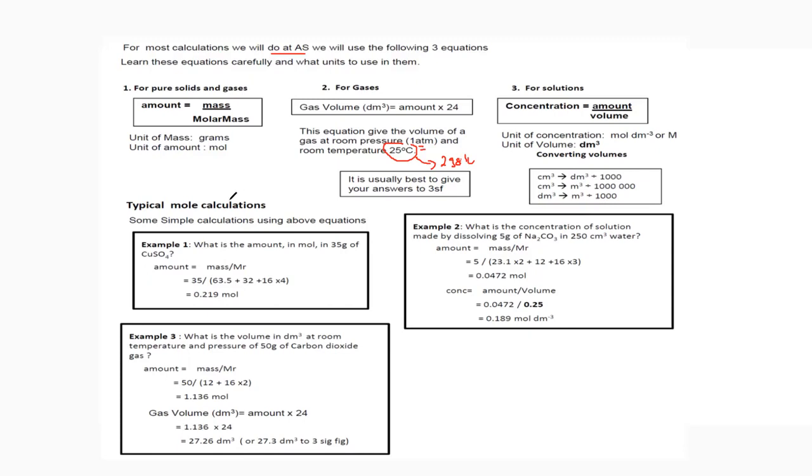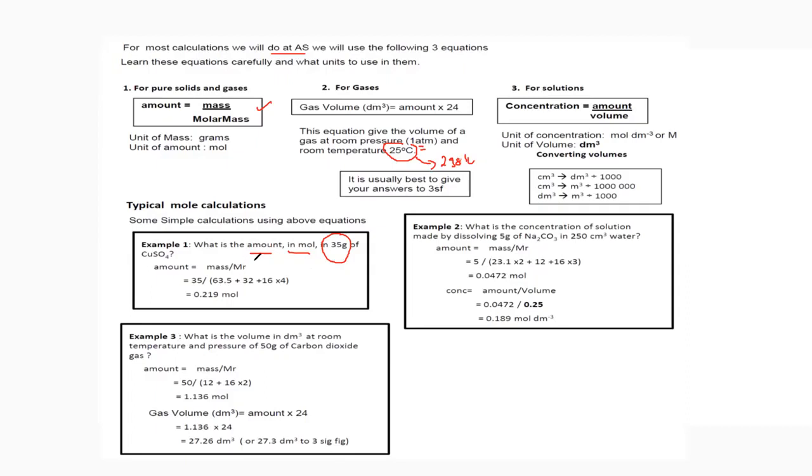So there are some simple questions, some simple calculations using the above equations. The first example: what is the amount in mole for 35 grams of copper sulfate? Mass of solid is given, so we use the first formula: moles equal mass in gram divided by molar mass. So mass in gram is 35.